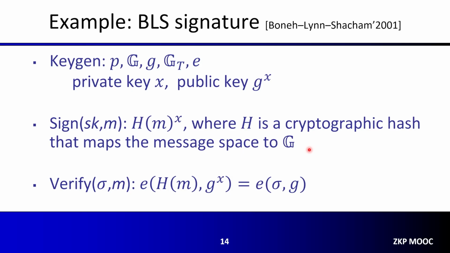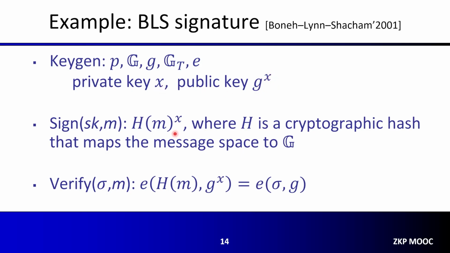A good example to get more familiar with this pairing operation is this elegant design of the BLS signature. It was proposed by Boneh, Lynn, and Shacham in 2001. The key generation of this BLS signature is very simple. The private key is just a random element x, and the public key is g^x. By the discrete log assumption, given g^x, it is hard to figure out x, the secret key.